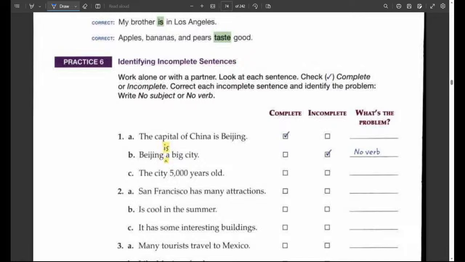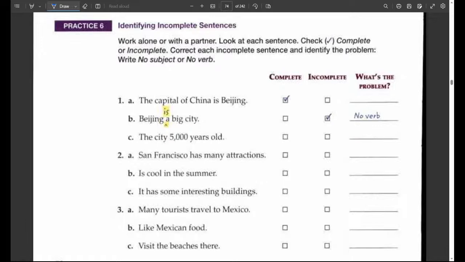Identify incomplete sentences. Practice 6. Work alone or with a partner. Look at each sentence. Check complete or incomplete. Correct each incomplete sentence and identify the problem. Write no subject or no verb. Alright, here, the capital of China is Beijing, so this is complete. Beijing, a big city. There's no verb there.